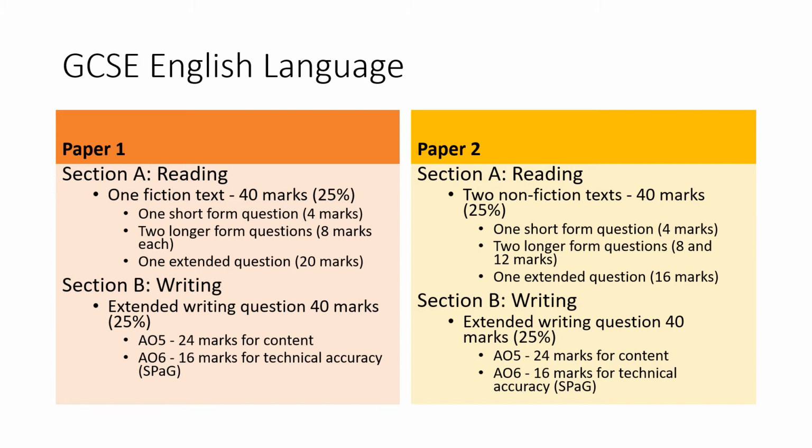In Paper 2, they will look at non-fiction texts, 2 of them. They will read and respond to 4 questions about these 2 texts. This paper is different in the sense that your child will need to compare the 2 texts to each other, which is something they did not need to do on Paper 1. They will also have a writing section of this paper. It is also worth 25% of their overall grade.